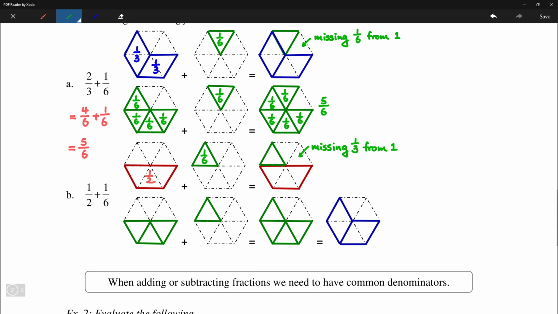But instead, of course, we can write this in common denominators. So instead of 1/2, we have 3 over 6. And then we have 3 over 6 plus 1 over 6. And that will be 4 over 6. However, 4 over 6 can be simplified, so we can write it as 2/3.